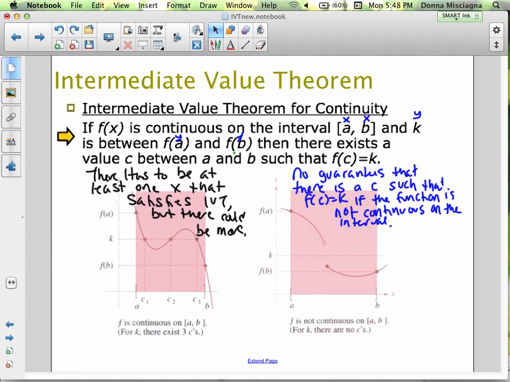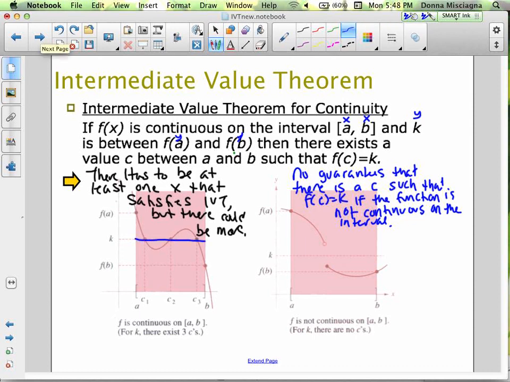So let's look at a little example here. There has to be at least one x value that satisfies intermediate value theorem, but there could be more. So here, we're looking for right here, that's k. And up here, that is f of a. And then over here is f of b. So it's along this line here.